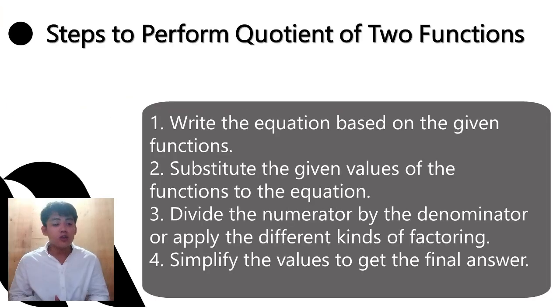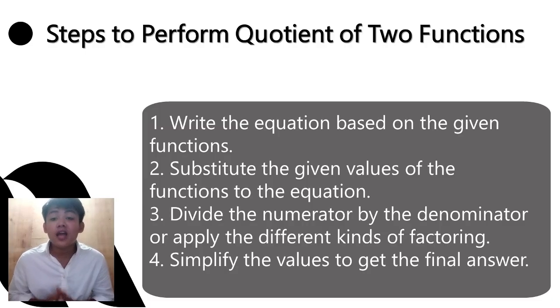Same with the previous operations, it has a different step-by-step procedure also. For the quotient of the two functions, the first step, same as before, is to write the equation based on the given function. Next is to substitute the given values. Third, the unique step for the quotient of two functions, is to divide the numerator by the denominator, or apply the different kinds of factoring methods. Lastly, simplify the values to get the final answer. So are the steps here clear, class? Yes, sir. Okay, very good.